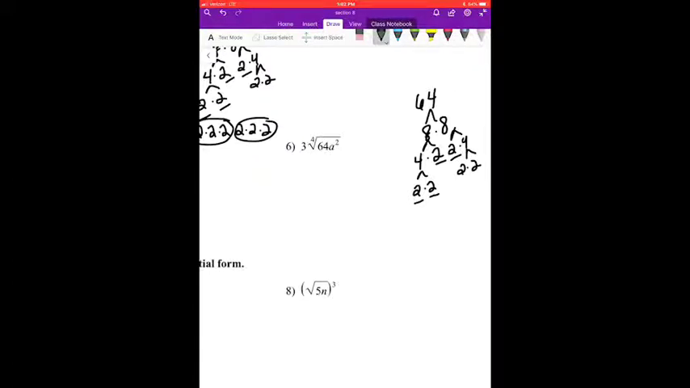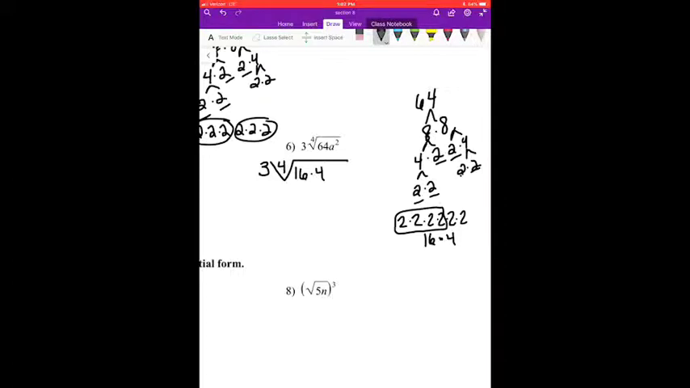So 1, 2, 3, 4, 5, 6. I have 6 2's. How many do I need? 4, because my index is 4, right? So 2 raised up to the 4th power is 16. So 16 times whatever's left, multiply that together. 16 times 4 should give me 64, it does. So I'm going to rewrite this as 3 times the 4th root of 16 times 4.